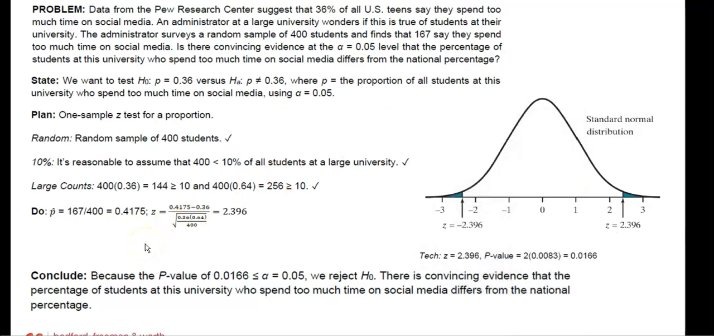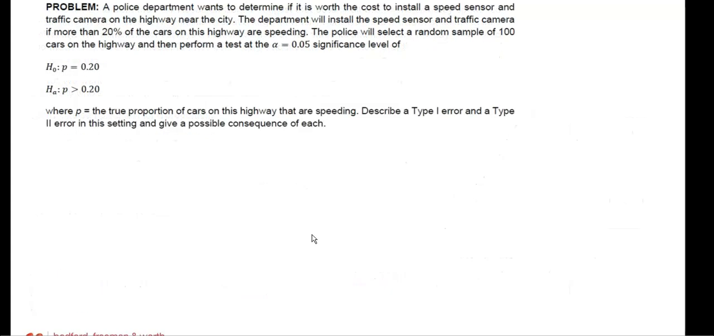So 1.6% is less than alpha, right? So we do reject the null, we do have convincing evidence that the percentage of students in the university who spend too much time on social media is different from the national percentage. Notice this is a two-sided test. So if you did normalcdf, you'd have to take 2.396 to infinity, and then double that. So you actually have to double the normalcdf if you do that. 2 times 0.0083.